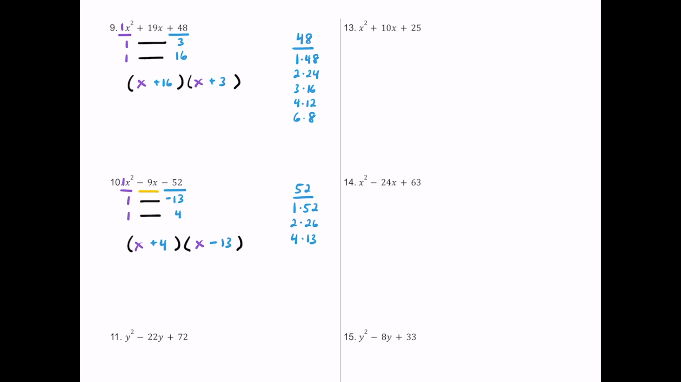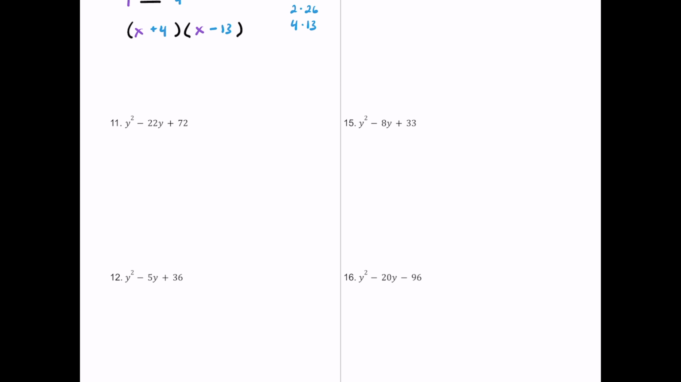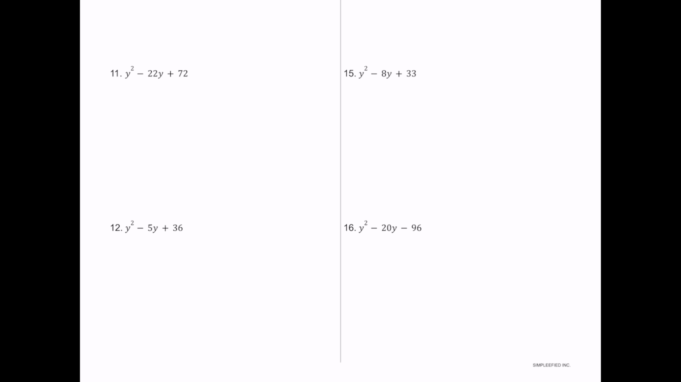Okay. Moving on to number 11. For number 11, we have 1y squared in the beginning, so put a 1. We know it's 1 and 1. And then for this positive 72, keep in mind that we need two negatives because we have a negative 22. I'm going to go ahead and write the factors out. I think I know which ones I want to use, but 1 and 72, 2 and 36, 3 and 24, there's 4 times 18, there's 6 times 12, and there's 8 times 9.